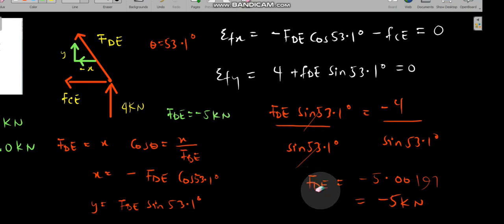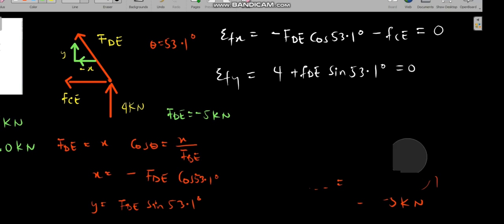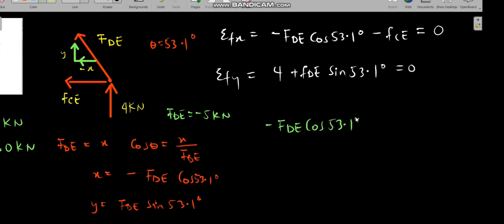So now that you know FDE, let's substitute into the first equation, then we solve for FCE. I'll make FCE the subject here. So that'll be minus FDE cosine of 53.1 degrees minus FCE should be equal to 0. So I want to make FCE the subject, right? So that'll be minus FCE should be equal to FDE cosine of 53.1 degrees.